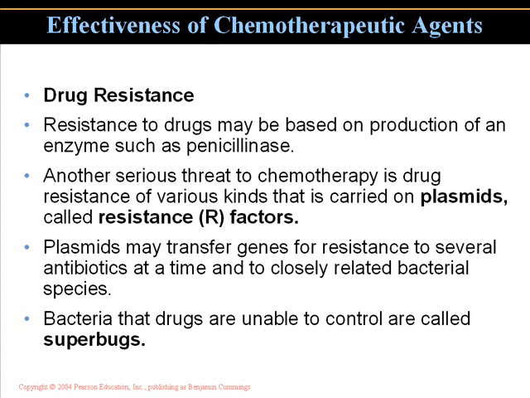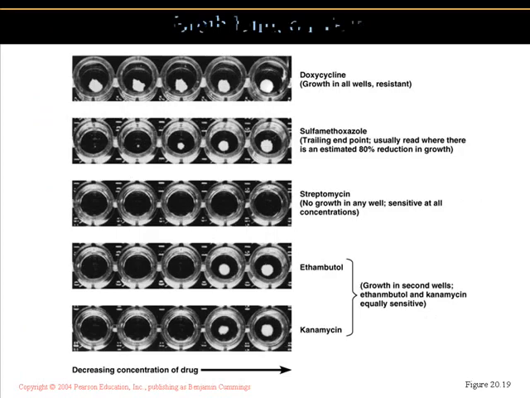Another serious threat to chemotherapeutic drugs is resistance from various kinds of carrier plasmids. These are a little more difficult to control. Resistance factors, or R factors, plasmids, can be introduced into certain bacteria which will confer resistance. Plasmids may transfer genes for resistance to several antibiotics of that type. So this is done at a genetic level. It's closely related to bacterial species. Bacteria that drugs are unable to control, superbugs, which typically have these resistance factors, and these superbugs may be polydrug resistant as well.